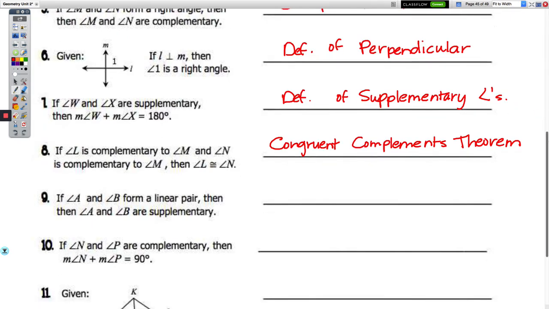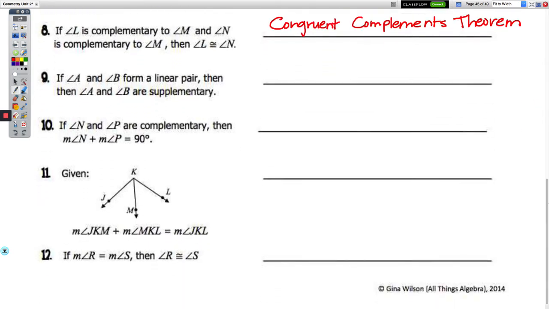Number 9 says if angle A and angle B form a linear pair, then angle A and angle B are supplementary. This is the supplement theorem. And number 10, if angle N and angle P are complementary, then the measure of angle N plus the measure of angle P equals 90 degrees.